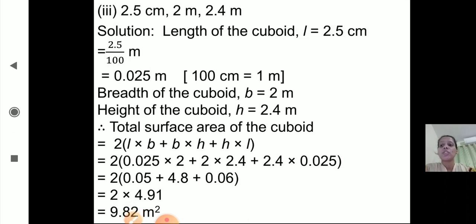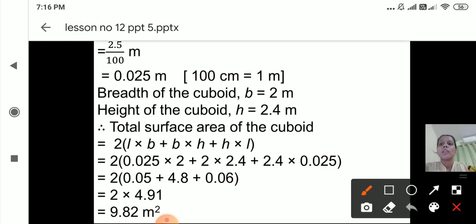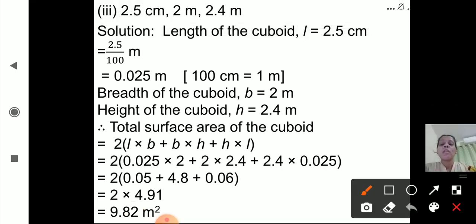Now see the question. In the third question it is given 2.5 centimeter, 2 meter, 2.4 meter. Now if we see the units, the second one, that is breadth and height, is given in meter, but the length is given in centimeter. Okay, so first what will we do? First we will convert this centimeter into meter. Okay, then only we can solve. So in the solution, first we will write down length of the cuboid is 2.5 centimeter.